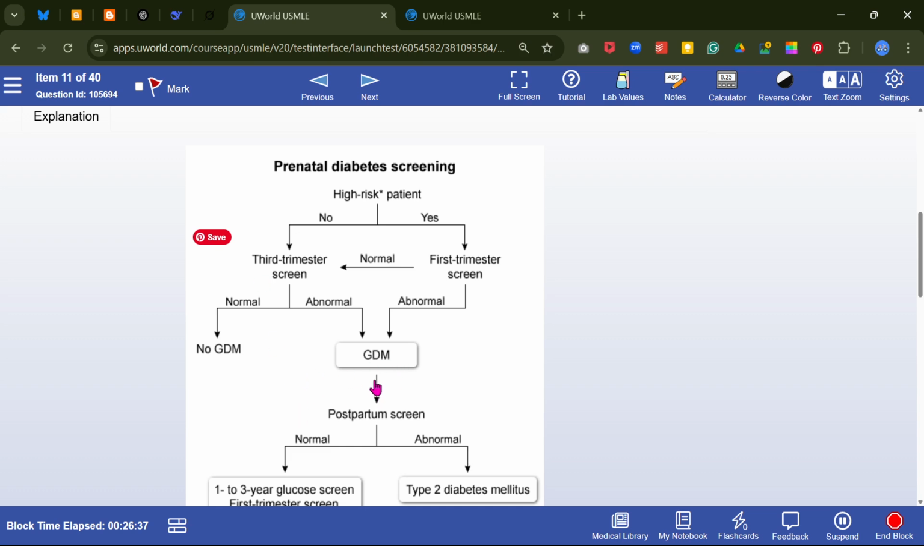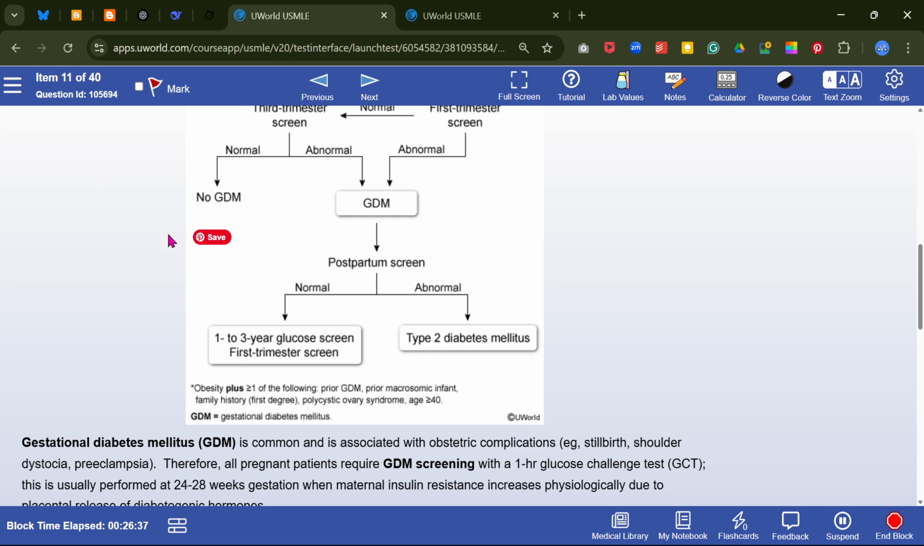If there is GDM, then postpartum screen. If it is normal, 1 to 3 hours of glucose screen and first trimester screen. If it is abnormal, then type 2 diabetes mellitus.